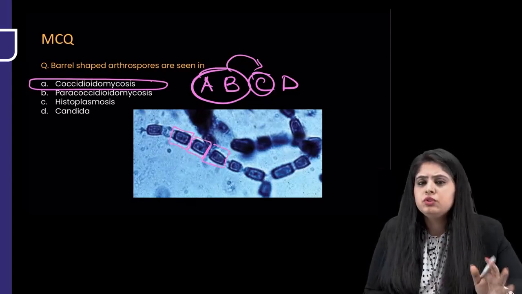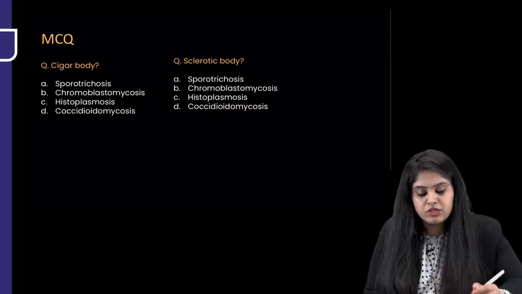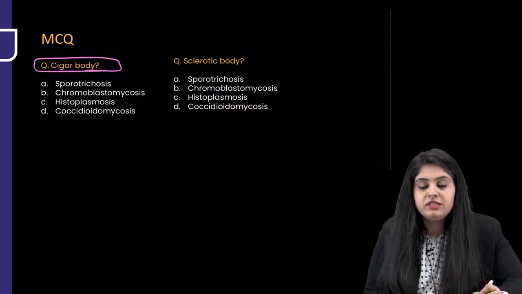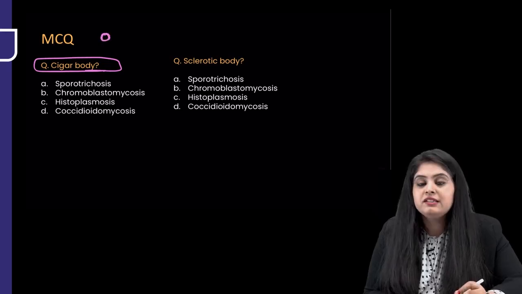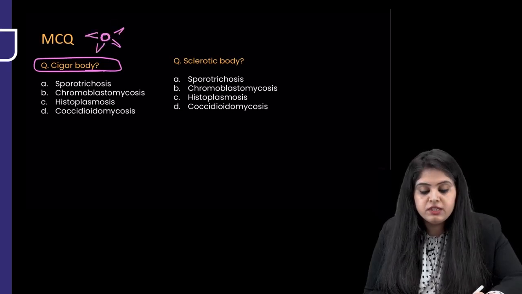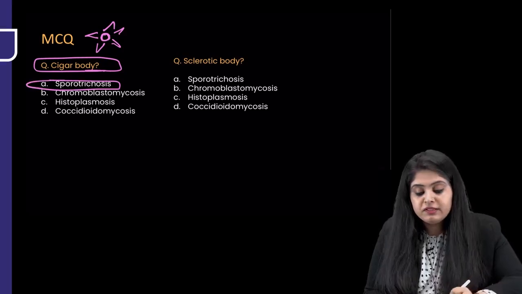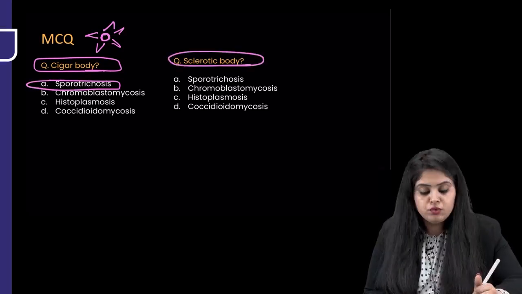Okay, let's pick up 2-3 quick one-liners. Look at this question. Where do you see the cigar body? Cigar, the good life. Cigar, an asteroid. So the cigar body in the center and the asteroid around it. The good life is going to be Sporothrix schenckii. But where did you see the sclerotic body? Where did I teach you sclerotic body?